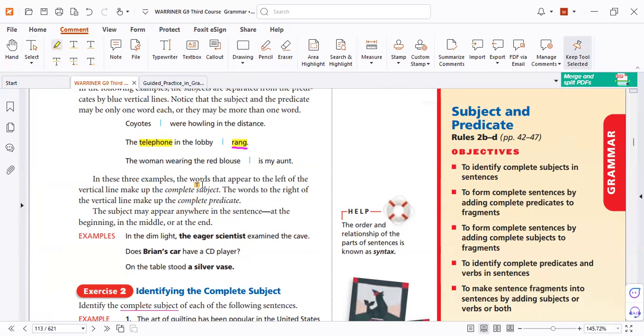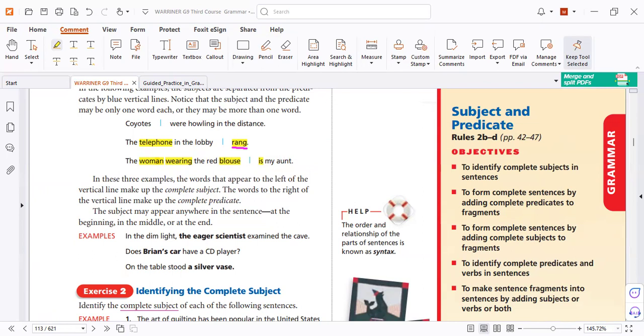Now let's ask who or what is my aunt? The woman wearing the red blouse. Now, is it only the woman, or wearing? No, it's the woman. Wearing the red blouse, so it's only the woman. Why? Because who is my aunt? Wearing? No. Blouse? No. So it must be the noun one. You catch it? Yes. That is the point.